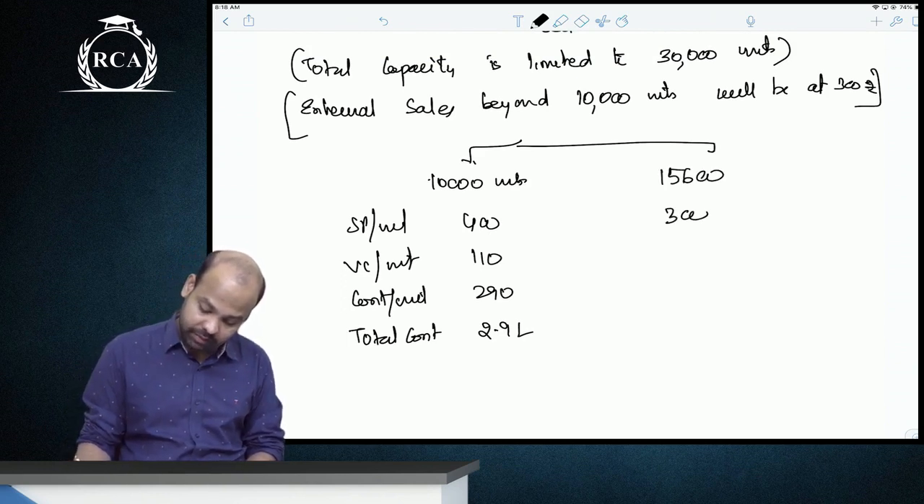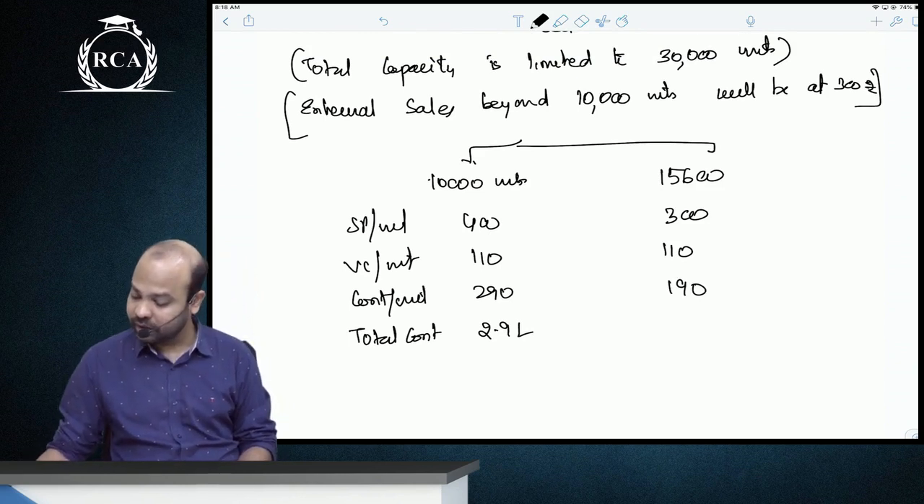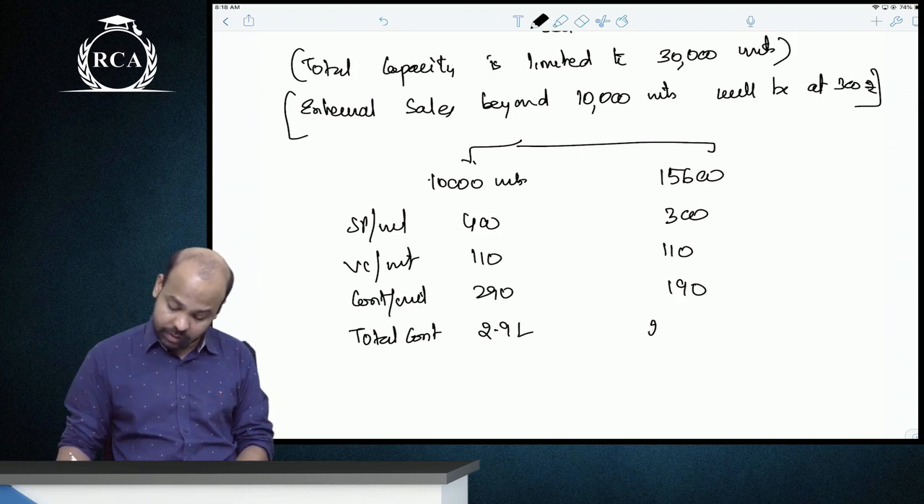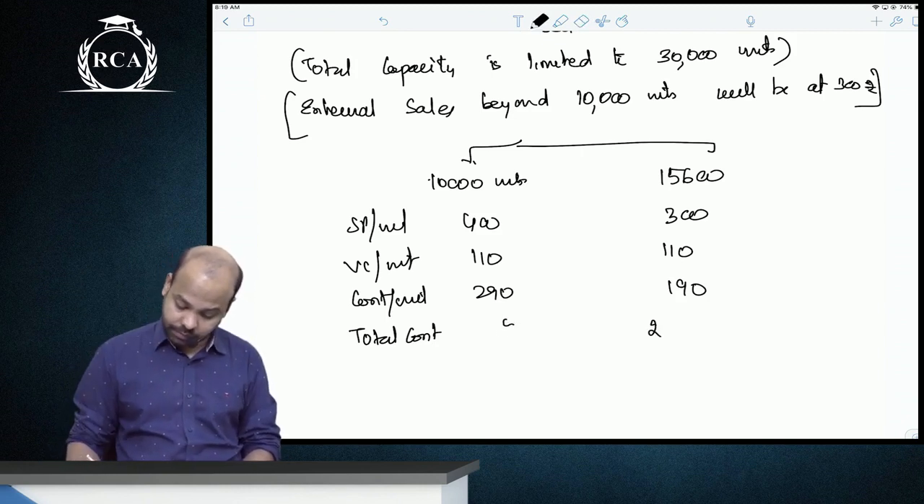The other option is to sell 15,600 units at a price of 300. Contribution per unit will be 190. 15,600 into 190, this is 29 lakh 64,000.